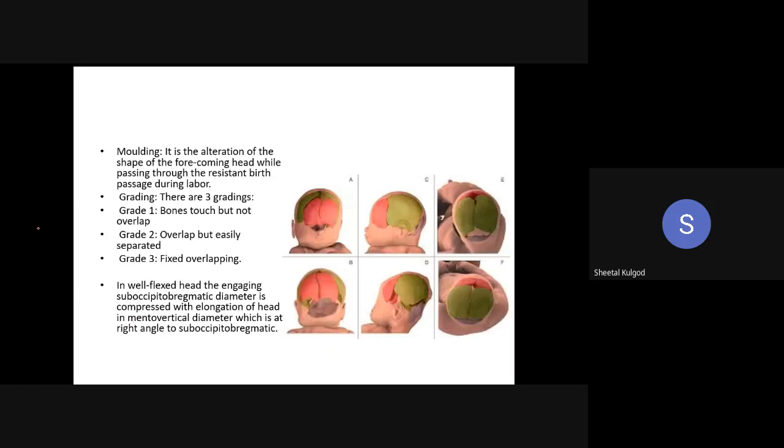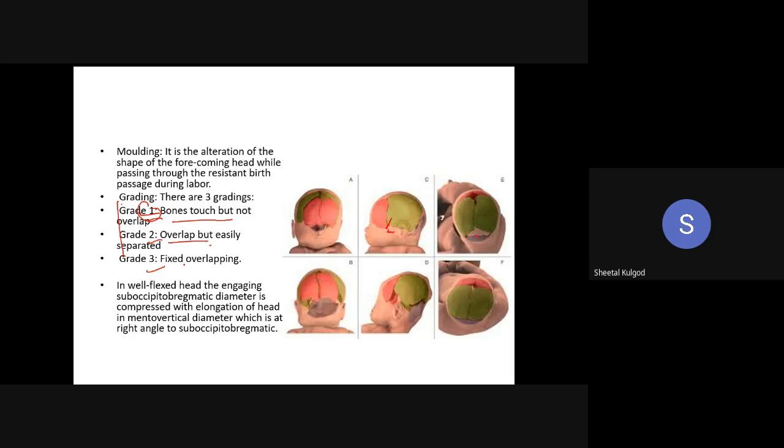See, as you can see, we discussed molding is important to some degree. It is divided into 3 grades: 1, 2 and 3. Grade 1 is where the bones touch each other but do not overlap. Whereas grade 2 is they overlap, but when you try to separate with the finger, they separate. Okay, as you can see here, they're touching, but they can be separated.